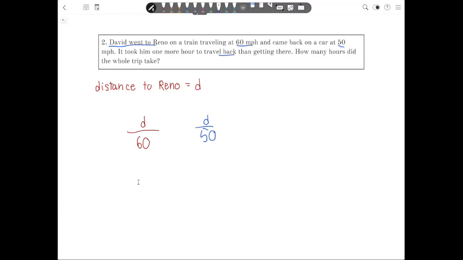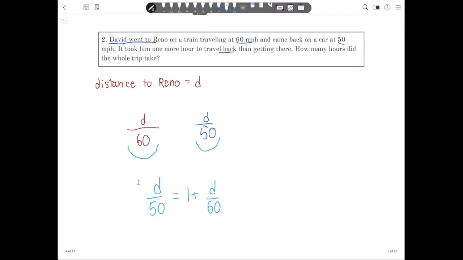Okay, good. And now we know that it took him 1 more hour to travel back than getting there. And that means that the time for the second half is going to be 1 more than the time for the first half. So that means that D over 50 is equal to 1 plus D over 60.